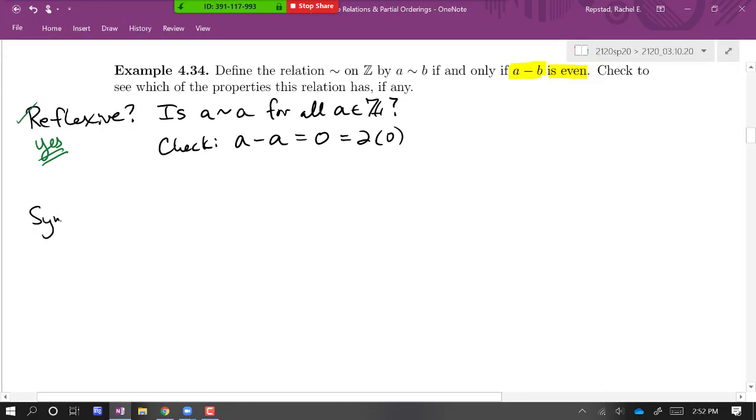All right, symmetric. For symmetry, we want to know: if I have the relation going in one direction, can I reverse it? Like if a is related to b, does that force b to be related to a? So let's think of some integers that are related. Give it a minute, try to think through and give me a pair of integers that are not equal, not the same, and let's try to find a pair that are related.